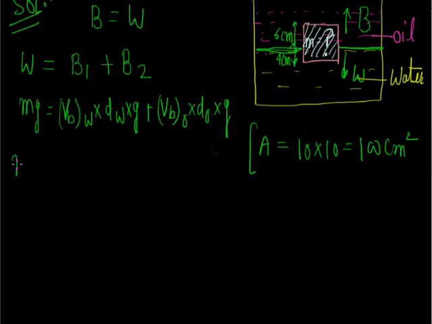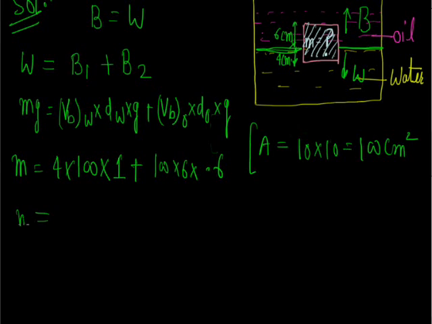G will cancel out, so mass will be volume of block inside the water. Volume can be written as area into height. So area is 100 and height inside the water is 4. So 4 into 100, into density of water 1. Similarly for oil, area 100 into height 6, so 100 into 6 and density of oil is 0.6. By solving it we get 760 gram.